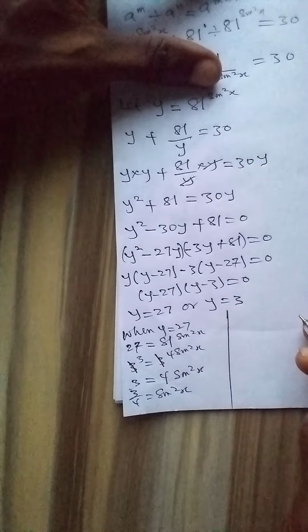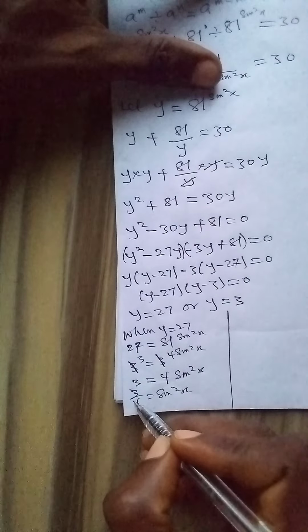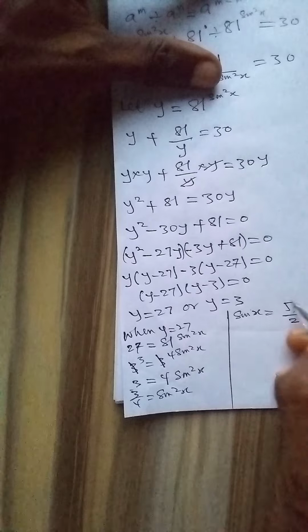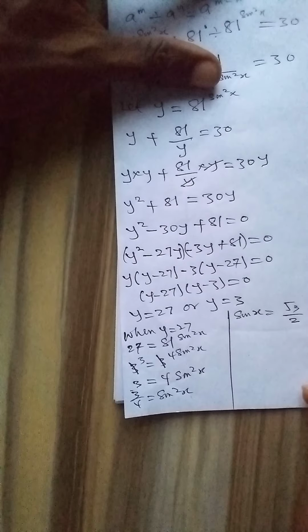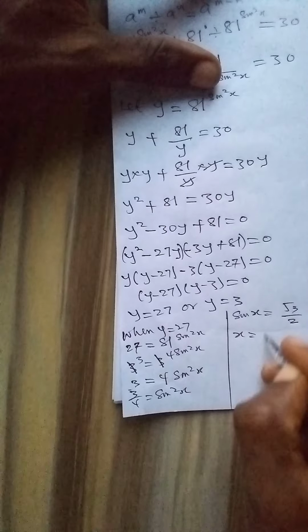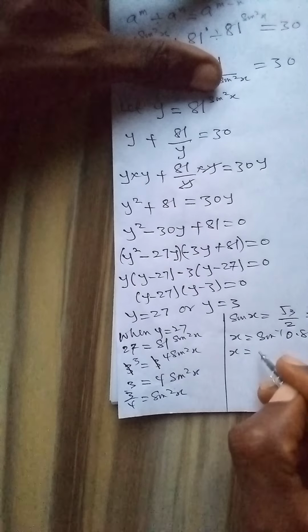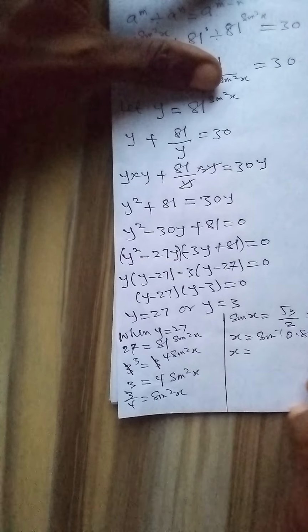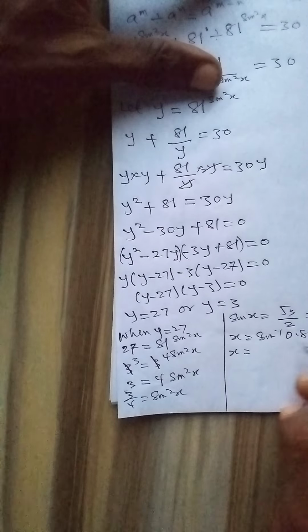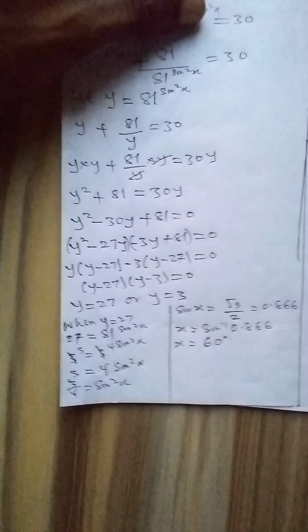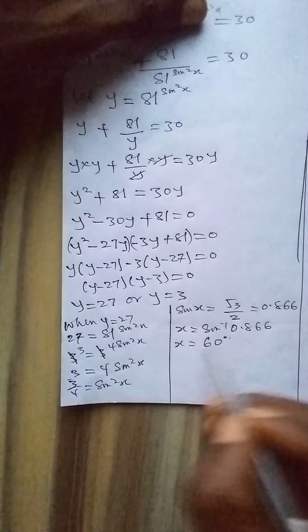Now, let's find the value of x. I'll have to square root both sides. Sine x will now be root 3 over 2. Root 3 over 2 is 0.8660. So my x will now be the sine inverse of 0.8660, and that is 60. If you punch your calculator, you will get the answer as 60. Now that's the first value of x.